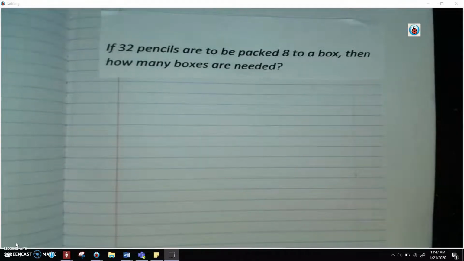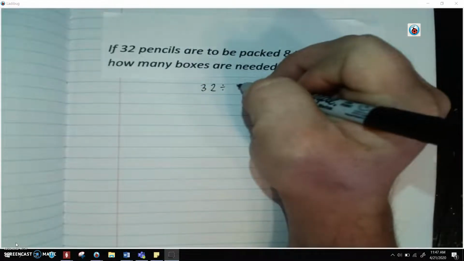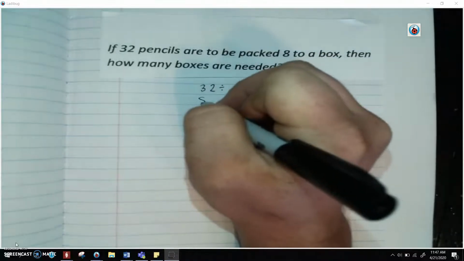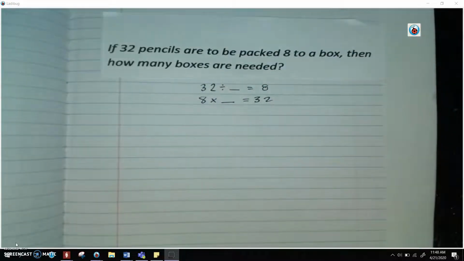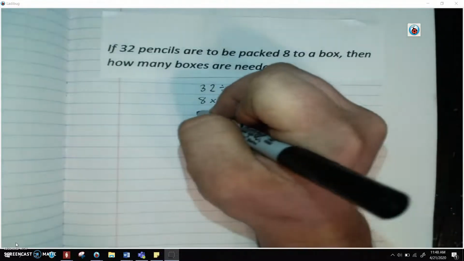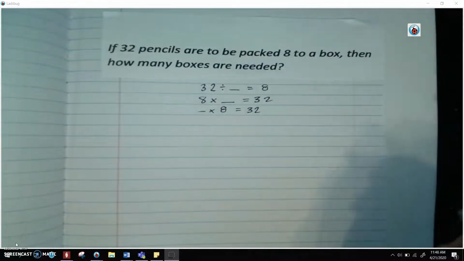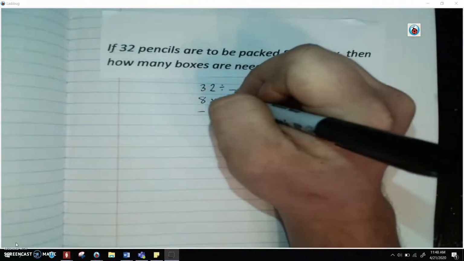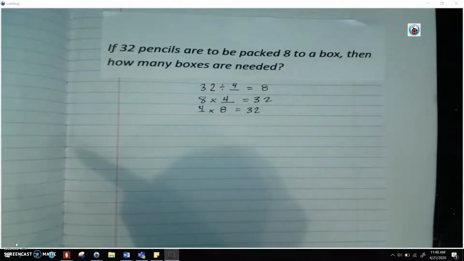So if this were a division problem, I would know that it would be 32 divided into, we're not sure how many, equals 8. So I know that that could be 8 times something to give me 32. So a factor is missing. We could also turn it into something times 8 equals 32. I know my multiplication facts, and I know that 8 times 4 equals 32. So that means that our missing number would be 4. So if we pack 8 pencils to a box, there would be 4 boxes needed for 32 pencils.